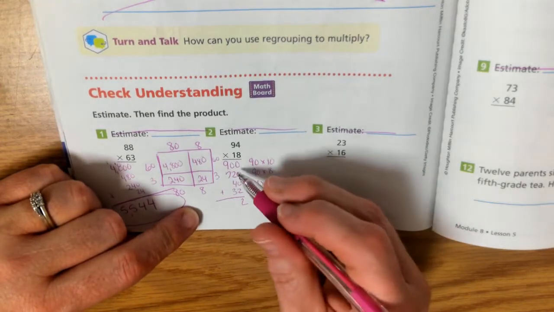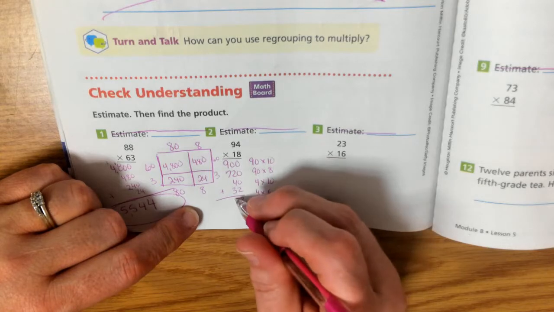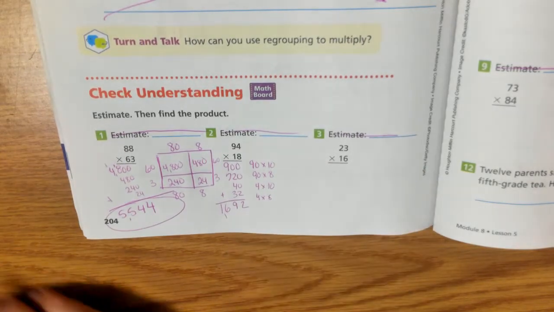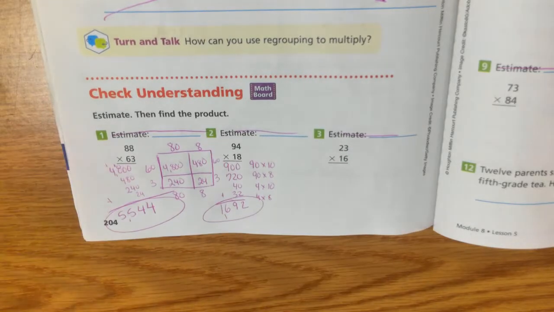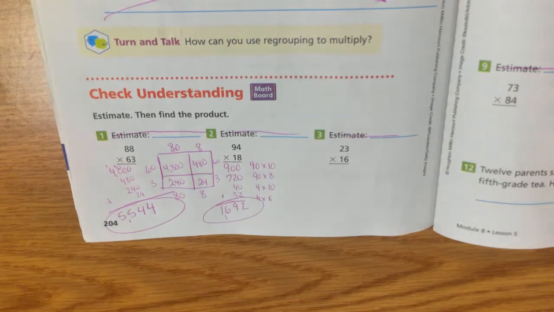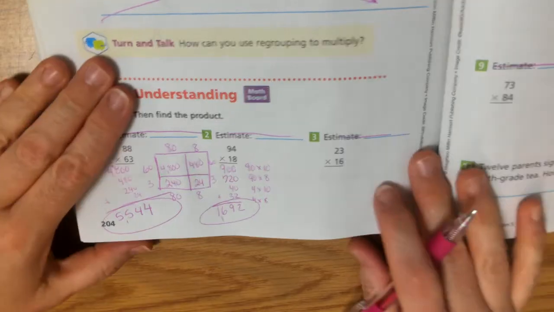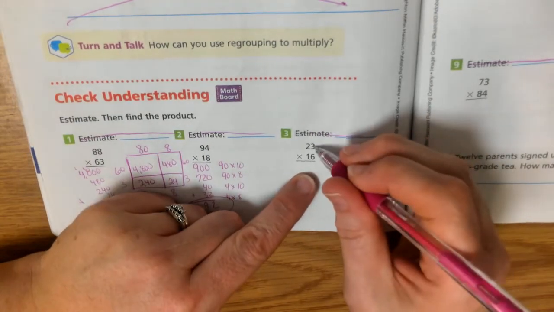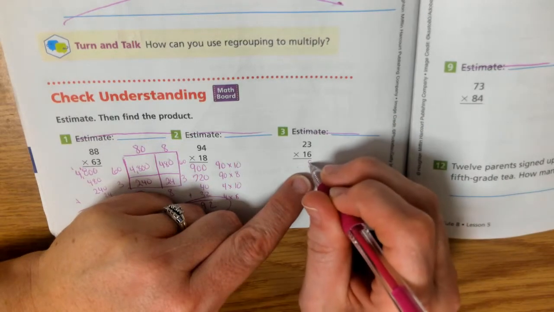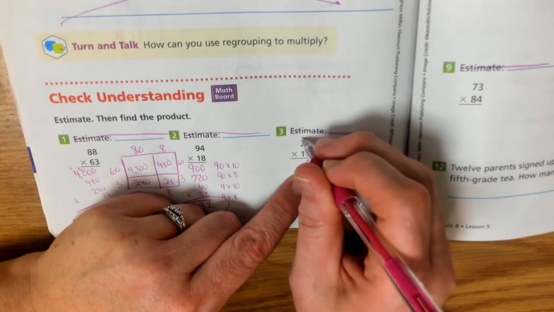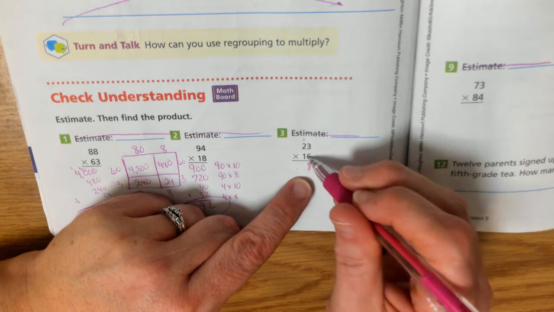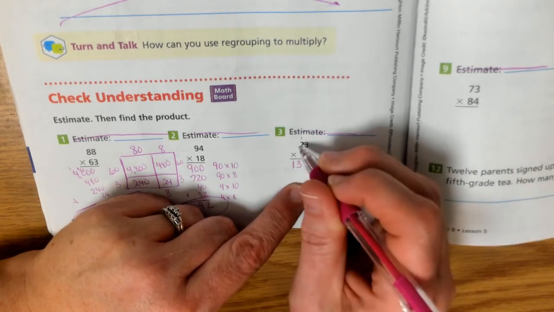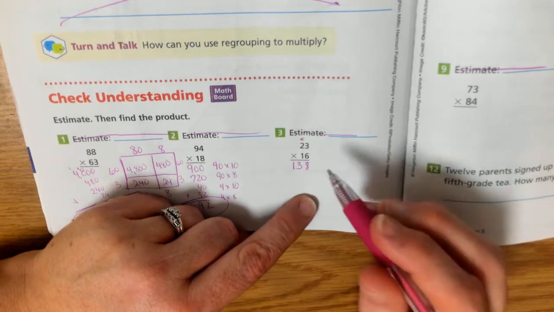So 2, 9, 16, 1,692. And standard algorithm. So I start in my ones place. 3 times 6 is 18. I put my 8 here and I regroup my 1. 2 times 6 is 12, plus 1 is 13. I'm going to cross off my 1.